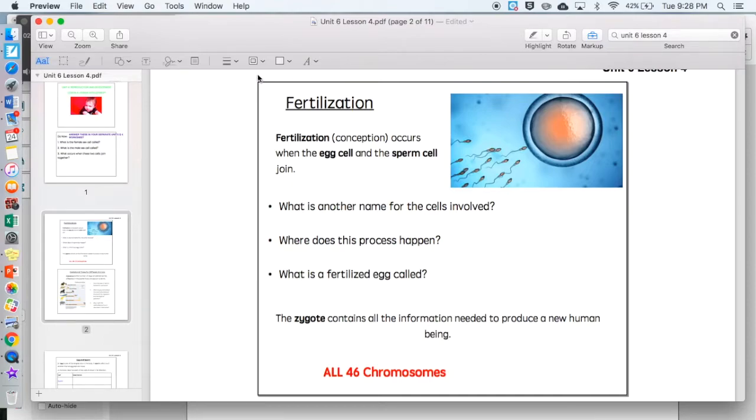So, what is another name for the cells involved? So besides sperm and egg, they have another name. Go ahead, think of it for a moment, and I will type your answer. You're thinking, you're trying. Hit pause if you're not ready. They're called gametes. Both sperm and egg cells are called gametes. They're also sometimes called sex cells, so you'll see that too.